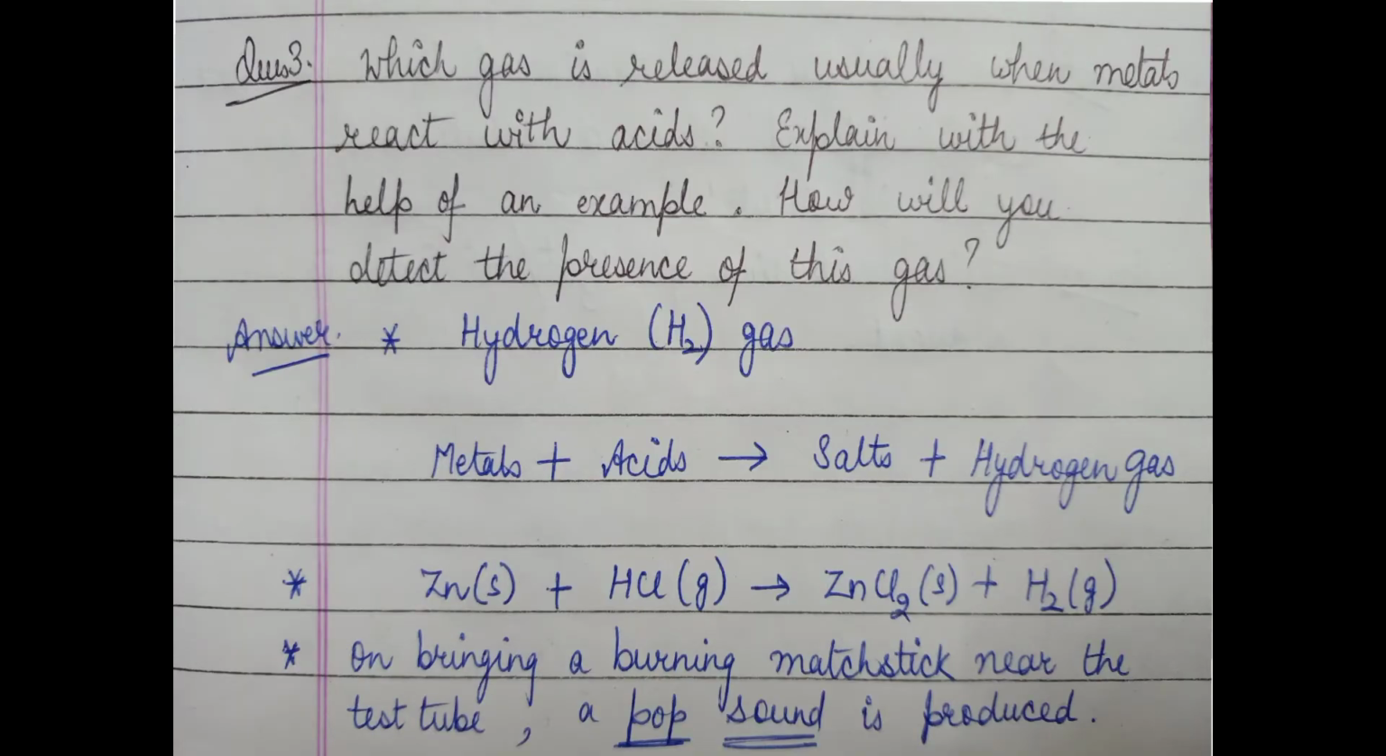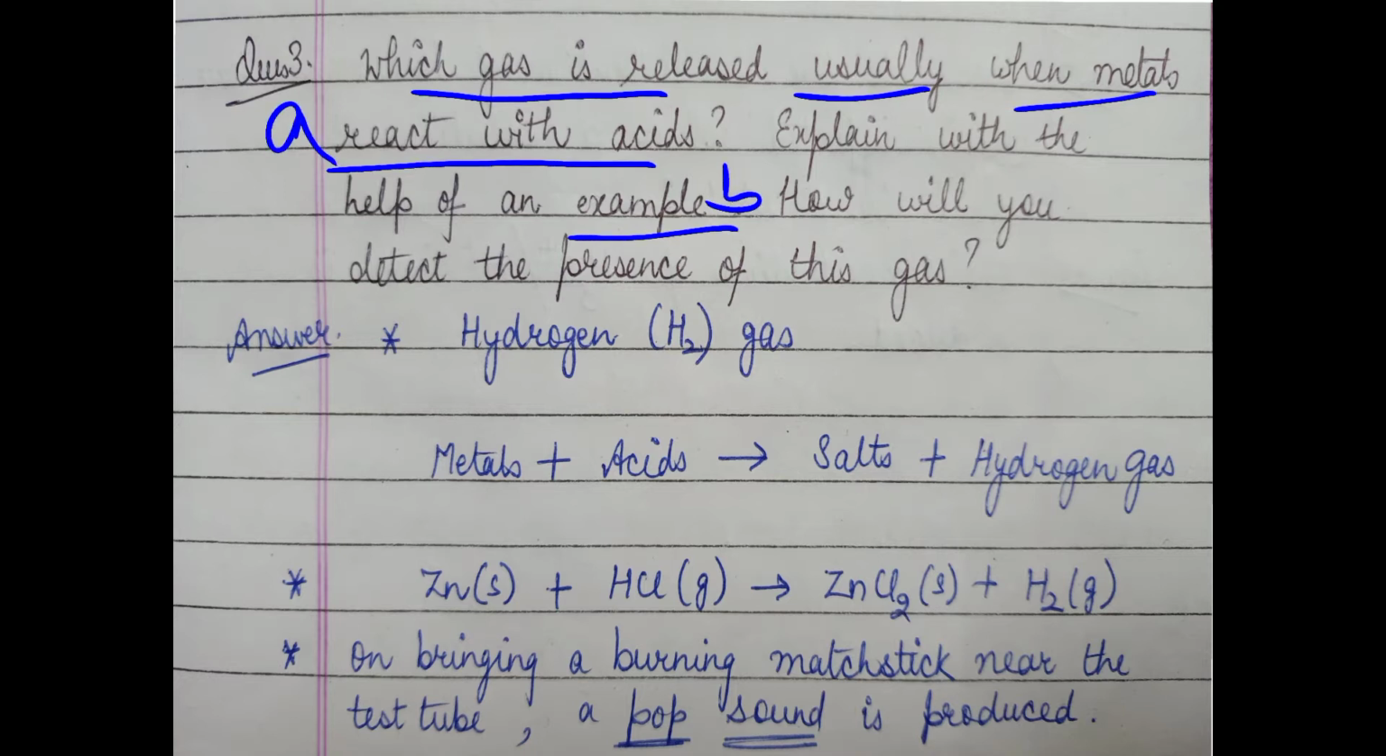Question number 3 is, which gas is released usually when metals react with acids? Usually means because all the metals don't react with acids. Some metals react with acid, that's why the word usually has come. Explain with the help of an example. This is the B part. Which gas is the A part, and how will you detect the presence of this gas? This is the C part.